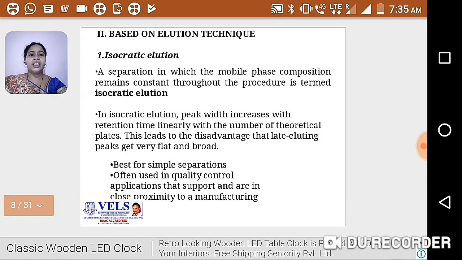Based on elution technique, HPLC is divided into two types: isocratic elution and gradient elution. A separation in which mobile phase composition remains constant throughout the procedure is termed as isocratic elution. In isocratic elution, peak width increases with retention time linearly with the number of theoretical plates. This leads to the disadvantage that late eluting peaks will get very flat and broadened peaks. Best for simple sample preparations, often used in quality control applications that support or are in close proximity to the manufacturing.